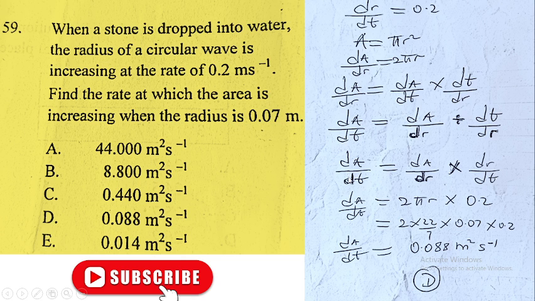Now we have dA/dt equals dA/dr times this one goes, this one comes down. So dA/dr is 2πr and dr/dt is 0.2. If you put that here, our π is 22 over 7, our radius is 0.07, times dr/dt which is 0.2. If you simplify that, you have dA/dt equals 0.088 meters squared per second. And option D is the correct option.